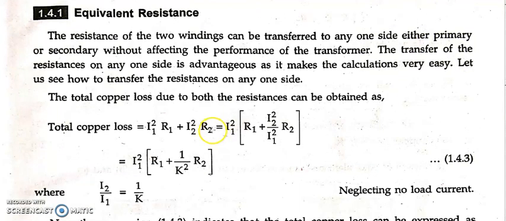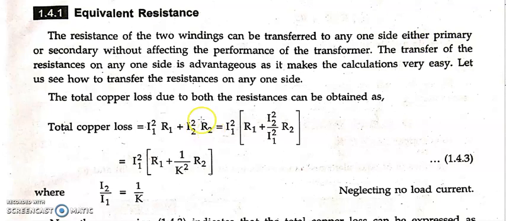We know that copper loss occurs in both windings, primary as well as secondary. Yes or not? Copper loss is characterized by the formula I square into R. That is the general form I am speaking. To be specific, with respect to the primary, we have I1 square into R1. Yes, this is the copper loss occurring in the primary winding.